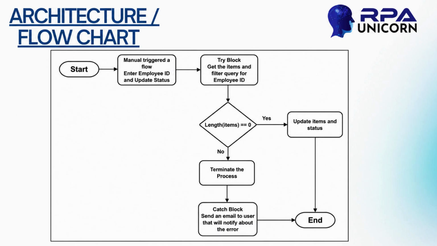Let's break down the actual technical implementation by looking at the architecture by flowchart. The process starts with a manually triggered flow where the user enters an employee ID and an updated status. From there, we enter our main try block, which attempts to get the items and run a filter query for that specific employee ID. We then pass through a condition check to ensure the length of the retrieved items exactly equals 1. If it does, the flow successfully proceeds to update the items and status before reaching the end. However, if that validation check fails, the process is terminated, routing the workflow directly into the catch block where an automated email notification is sent to the user detailing the error before cleanly concluding the run.